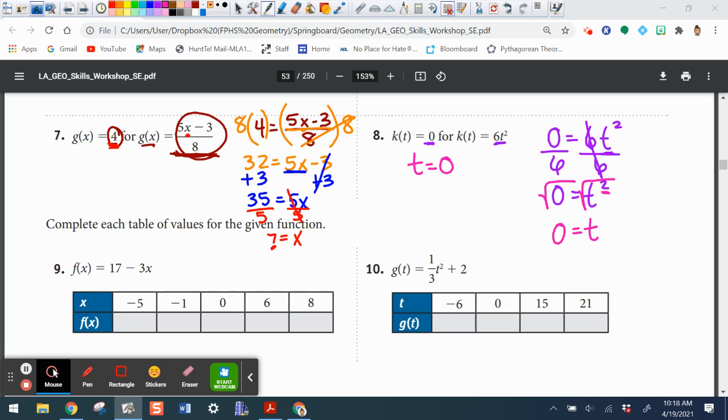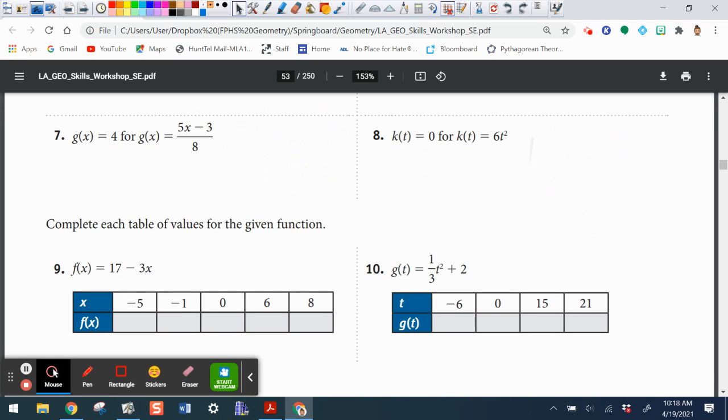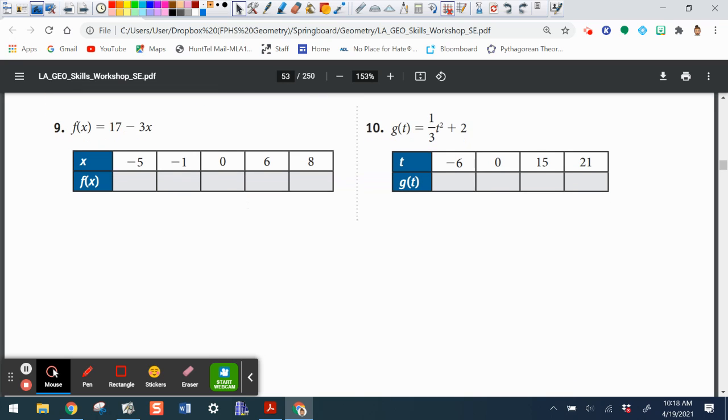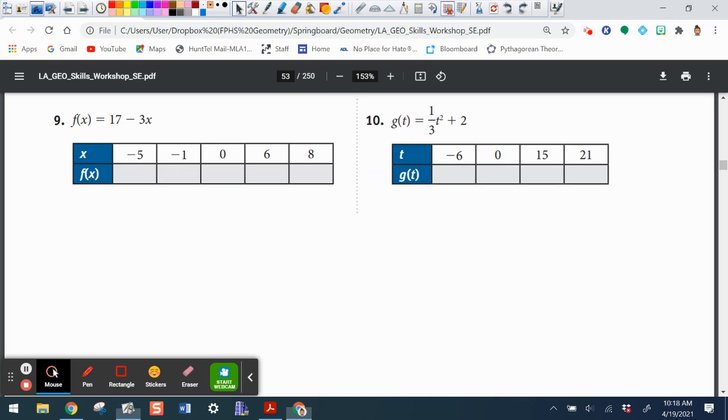Now the last two on here, they give us a function and a function table of input values, and our job is to find output values. So it's just a different format of what we did for items 1 through 4, I believe. So we're going to take each of these inputs. Notice they're listed as x equals -5, -1, 0, 6, and 8, and produce an output using this function here. So we'll show the work for that.